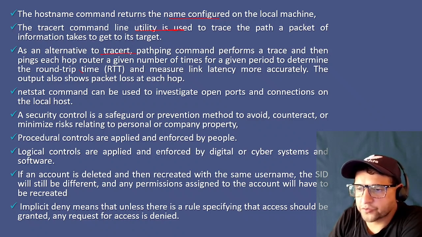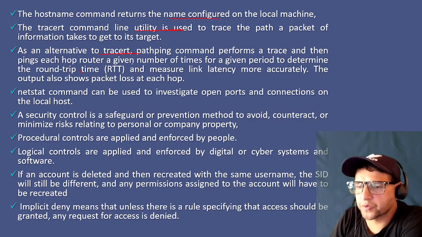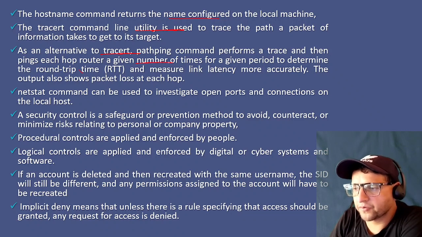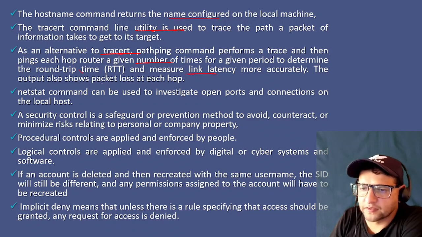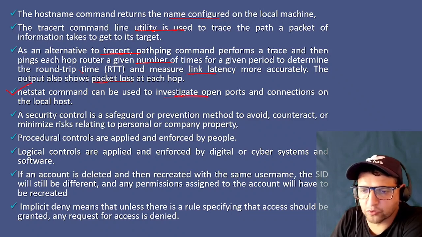An alternative to traceroute is pathping, which does a trace and then pings each hop rather than a given number of times for a given period to determine the RTT, round trip time. It's going to measure the link latency more accurately. The output also shows packet loss at each hop. Netstat can be used to investigate open ports and connections on the local host. So please remember all those commands.